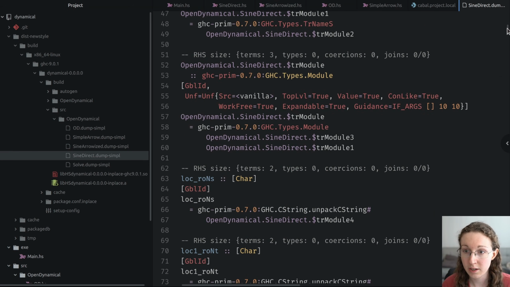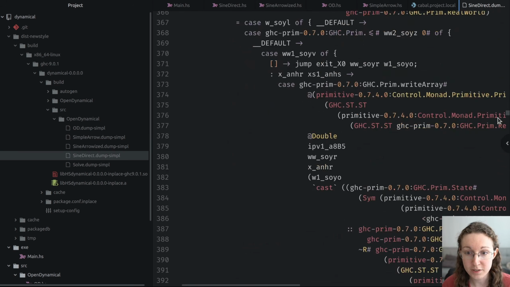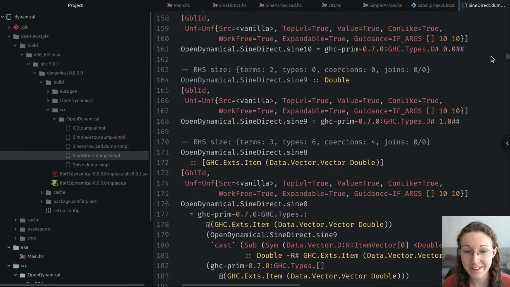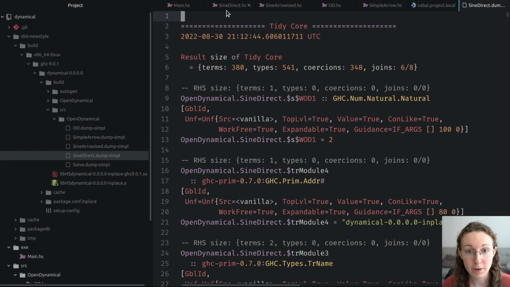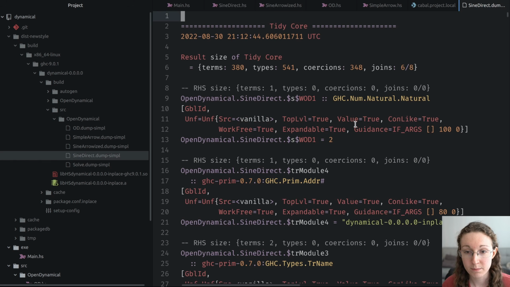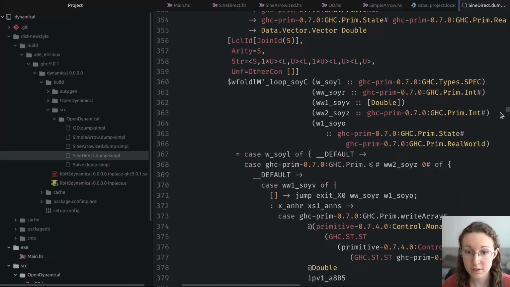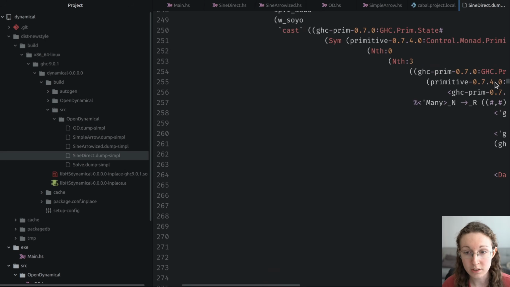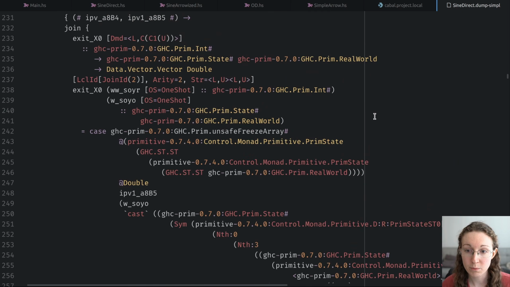And as you can see, it's very, very verbose and it's very noisy. And this is just the core that gets generated by this one 17-line Haskell module. And it's very, very verbose because there's a lot of internal information that is included in GHC core, which GHC uses when optimizing the program.